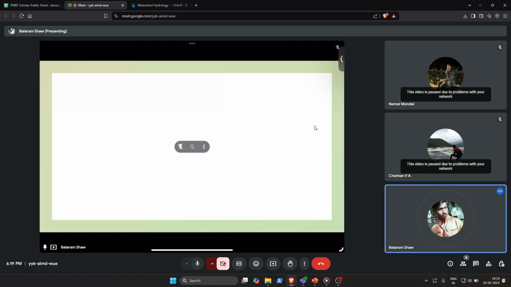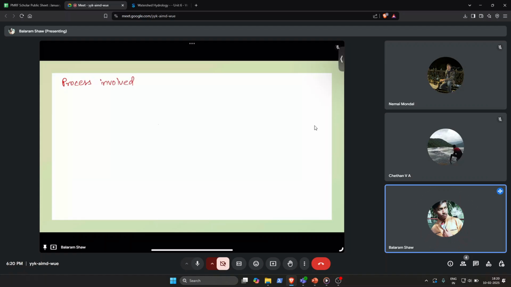Okay. So we'll study the processes that are involved in streamflow, right? We have seen that streamflow can be written as the summation of channel precipitation, surface runoff, and the base flow. Again, this surface runoff is one of the important components.